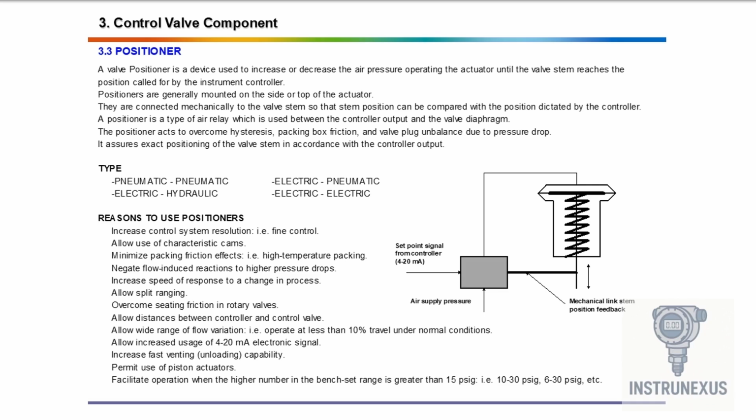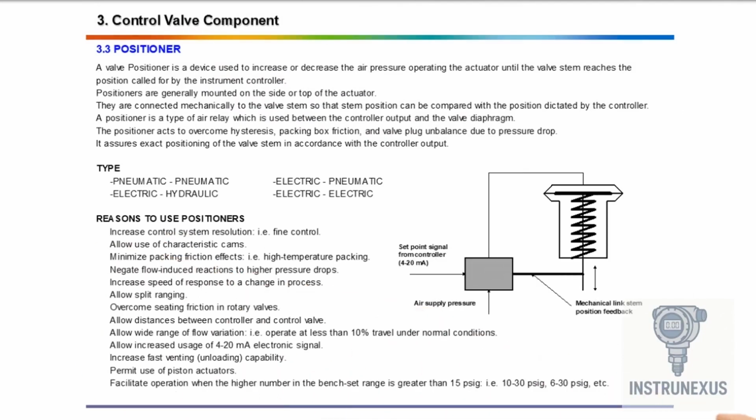It makes sure the valve does exactly what the controller wants. The positioner adjusts the air pressure to the actuator until the valve stem reaches the correct position. It's usually mounted right on top or the side of the actuator and is mechanically linked to the valve stem. This link allows the positioner to constantly compare the actual valve position with the desired one.